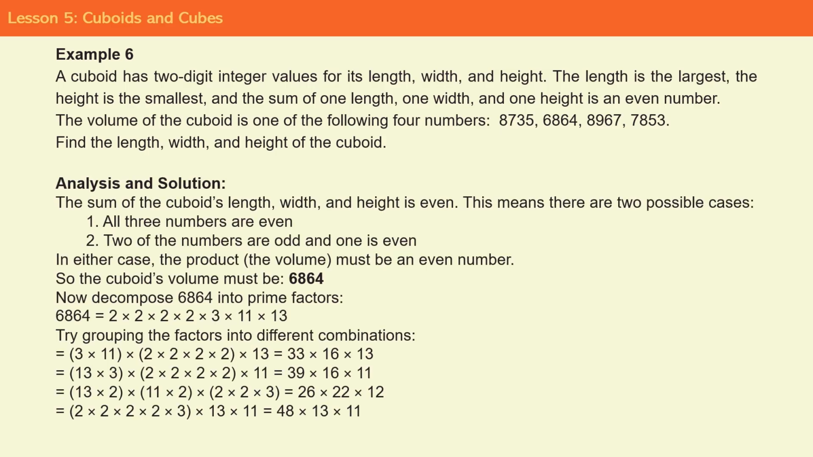The sum of the cuboid's length, width, and height is even. This means there are 2 possible cases: all 3 numbers are even, or 2 of the numbers are odd and 1 is even. In either case, the product, which is the volume, must be an even number. So the cuboid's volume must be 6864. Then we decompose it into prime factors, and we can group the factors into 4 possible combinations.